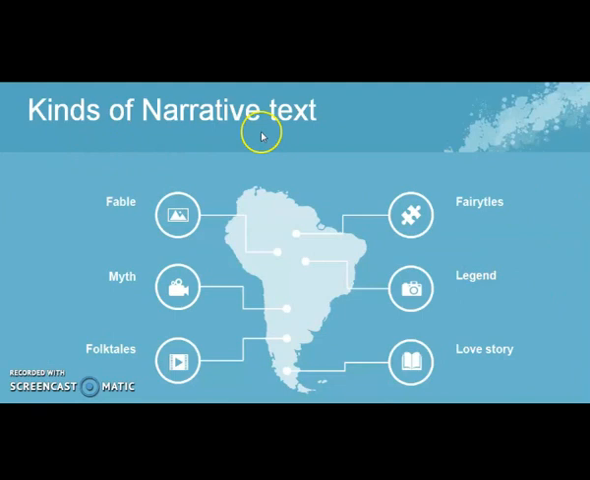Next, kinds of narrative text. Actually, there are many kinds of narrative text, tapi yang di sini saya sebutkan yang bermunculan di sekitar kita. Contohnya fable, myth, folk tales seperti yang telah kita lihat tadi, termasuk folk tales, fairy tales, legend yang akan kita pelajari hari ini, dan love story, dan masih banyak lagi.